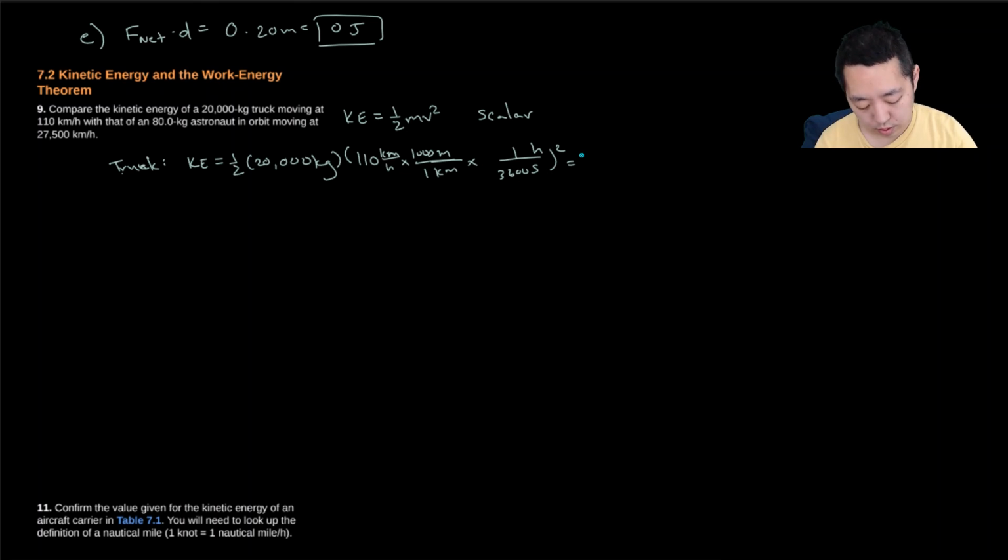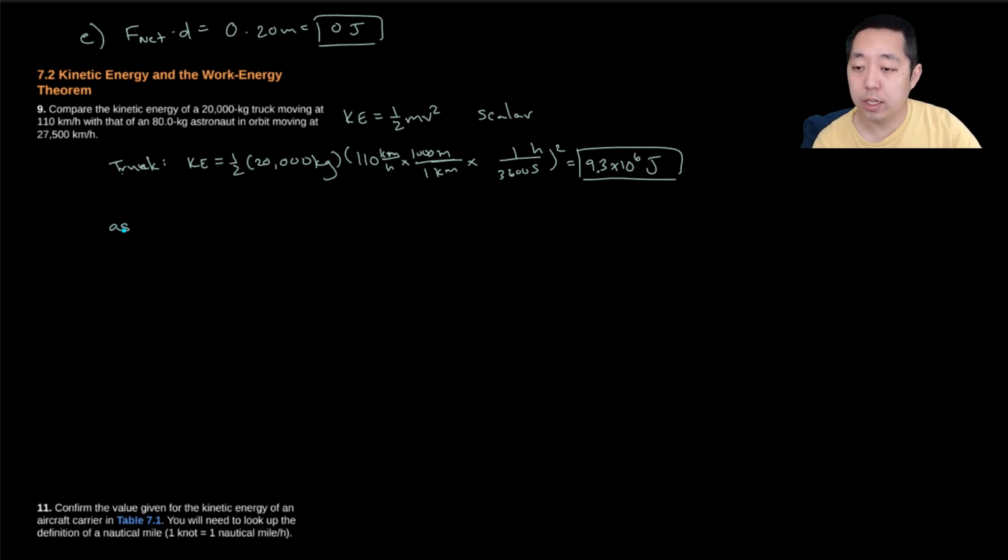So 110 times 1,000 divided by 3,600, and then square that. I would get 9.3 times 10 to the 6 joules. Okay, so that's the energy of the truck.